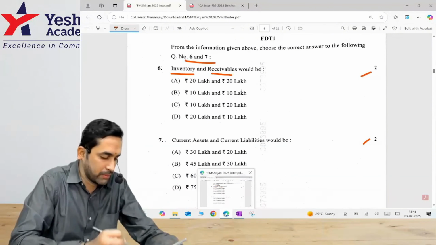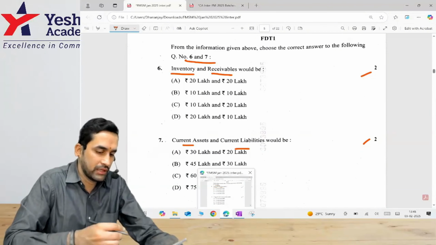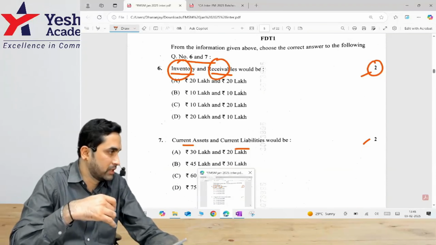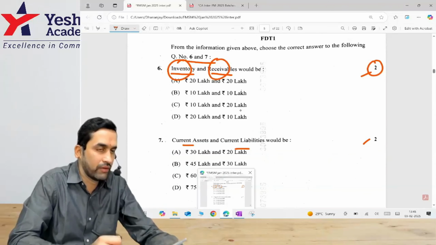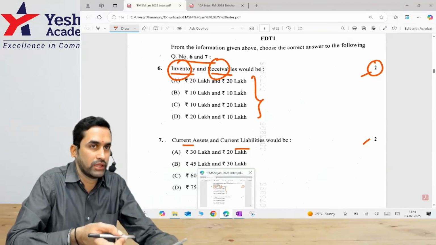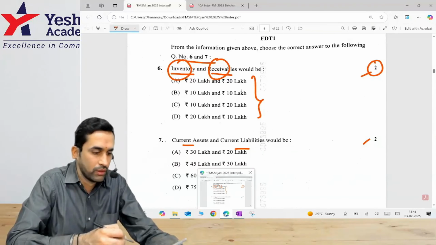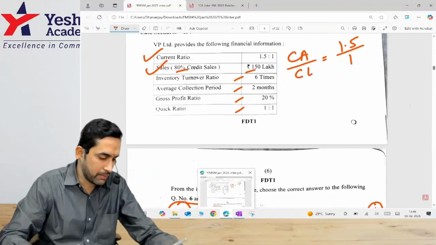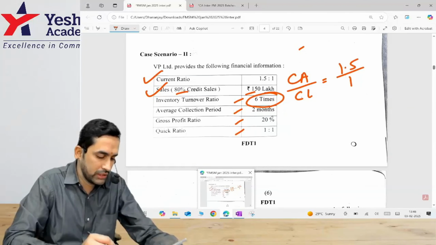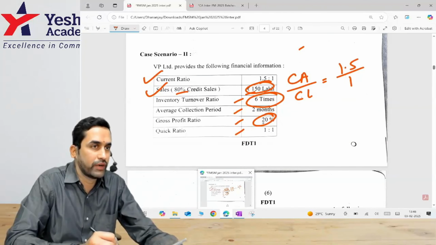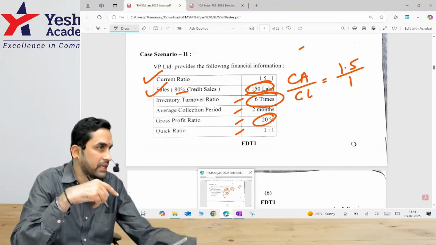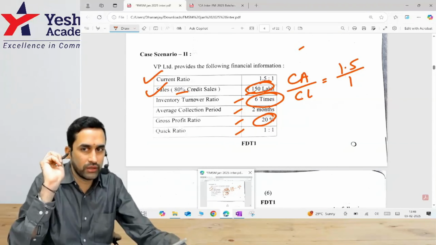Inventory and receivable amount, current asset and current liability. That means in this 2 mark, understand 1 mark is for inventory, 1 mark is for receivable. But look at the options they have made. 20, 20, 10, 10, 10, 20. No other combination is possible also. Okay. Inventory and receivable. Tell me, inventory, how will you do? You have inventory turnover ratio, GP ratio, sales with you. With this you can find out COGS. Now if you have COGS, if you have left hand side turnover ratio, denominator is your inventory.